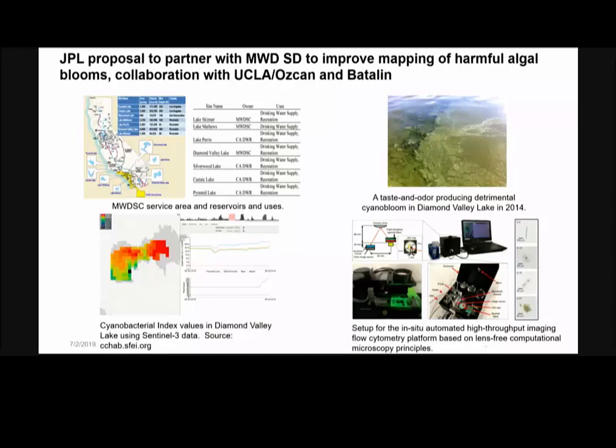This is just to mention that we have a proposal out to also look at harmful algal blooms in Southern California reservoirs in partnership with MWD and EPA. Still waiting to hear from that, but if funded, this would be really neat because we would be not only enabling earlier detection of harmful algal blooms, but the UCLA component would allow us to do on-site point of detection of toxic species that are present using a deployable flow cytometer that also leverages some machine learning to detect those harmful species.